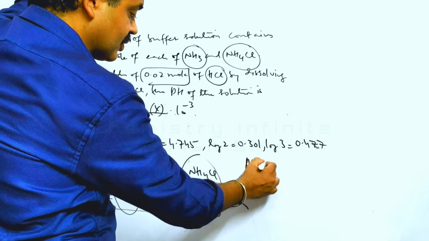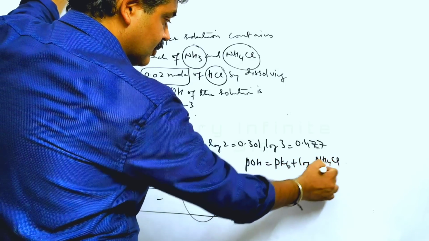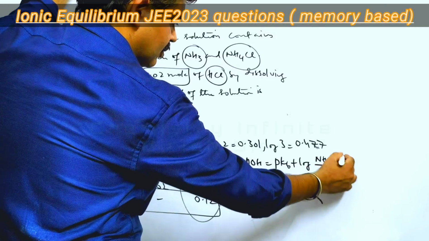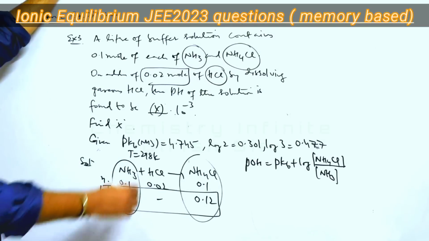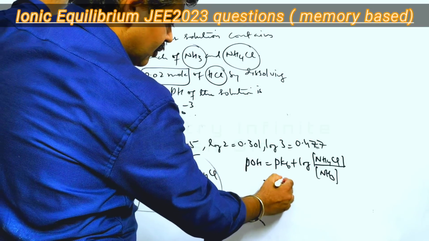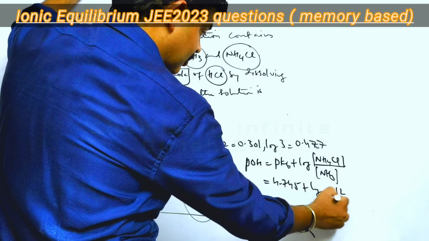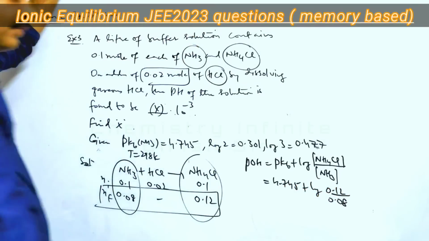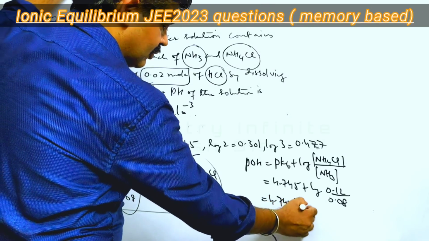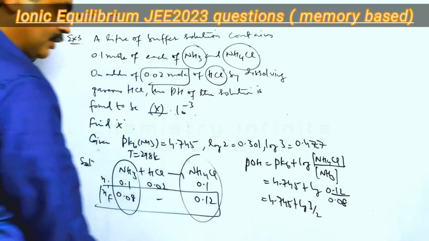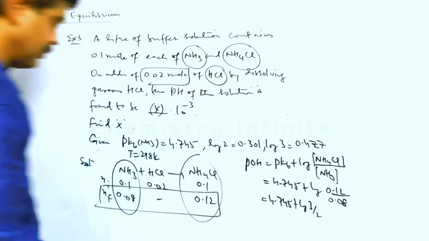I can use the Henderson equation: pOH equals pKb plus log of salt upon base. Now let's put in the given values. pKb is given as 4.745 and the other values 0.12 by 0.08. That gives me 4.745 plus log 3 by 2. Okay, so I'll draw a little portion to complete it.